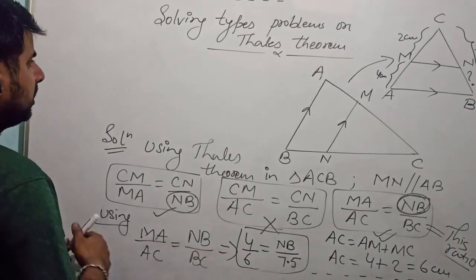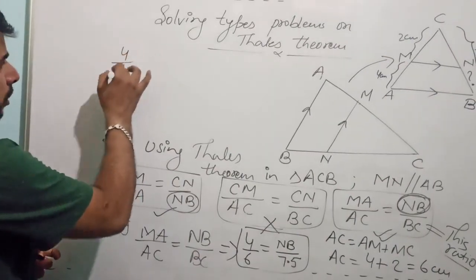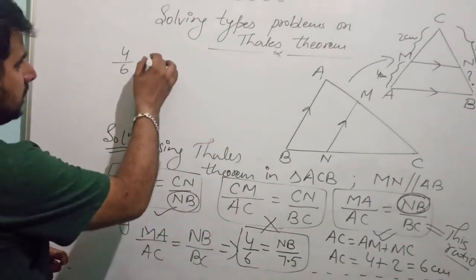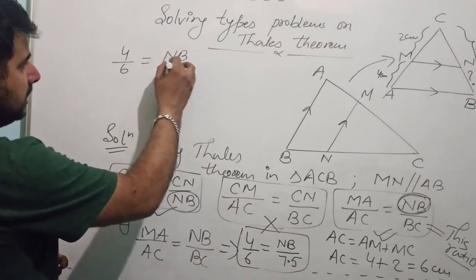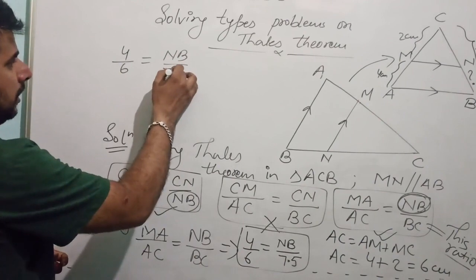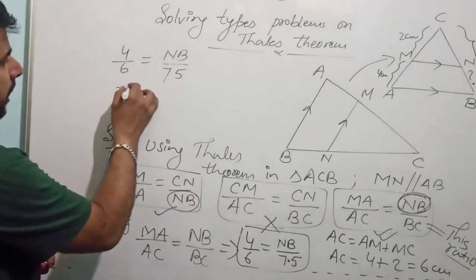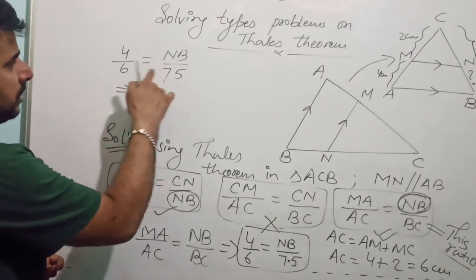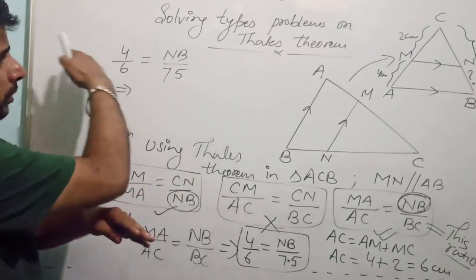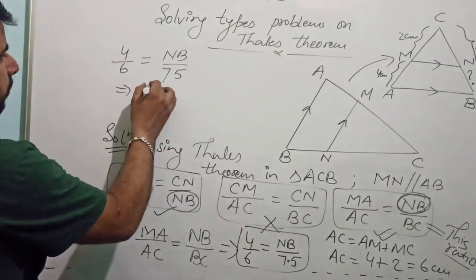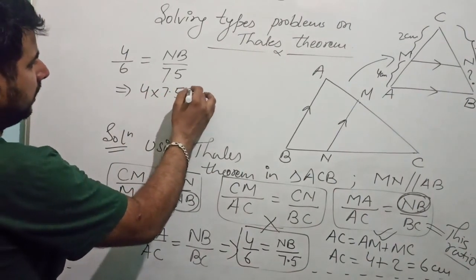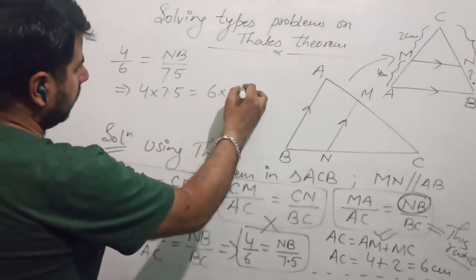Right? Now I am just writing down my ratio part at the top. That is 4 by 6 is equal to the unknown one, that is NB, upon the known one, that is 7.5. Now try to cross multiply it. You know, when we have 2 fractions on either side, we do the cross multiplication. So 4 will be multiplied to 7.5, 6 will be multiplied to NB.